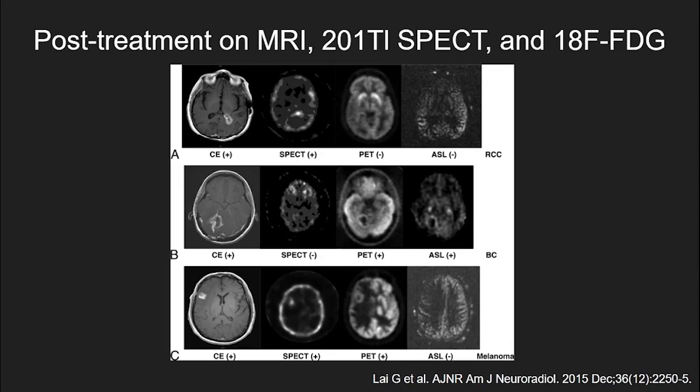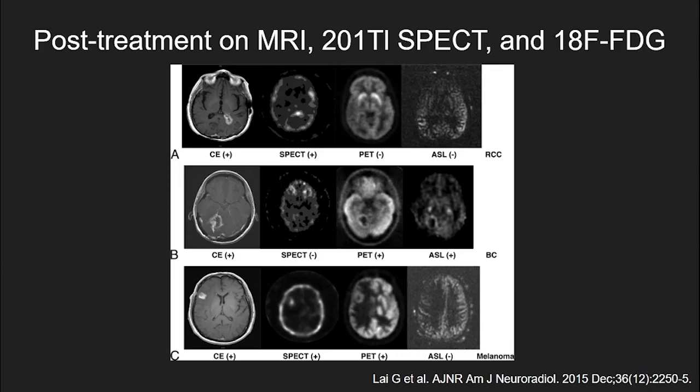And they looked at it in multiple different metastases to the brain. Row A represents renal cell carcinoma metastasis, or concern for metastasis, and it was actually biopsied and found to be necrosis. And so what you can see is that it was identified on contrast-enhanced MRI and SPECT, thallium, but it was negative on PET and arterial spin labeling. And so the biopsy was found to be necrosis, and PET and arterial spin labeling corresponded with that diagnosis.